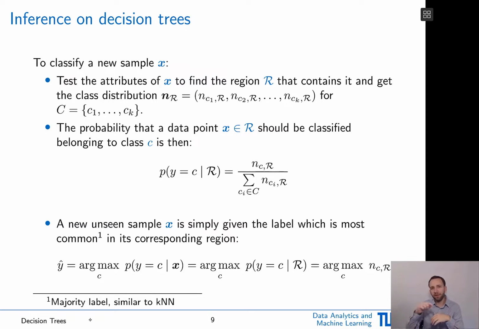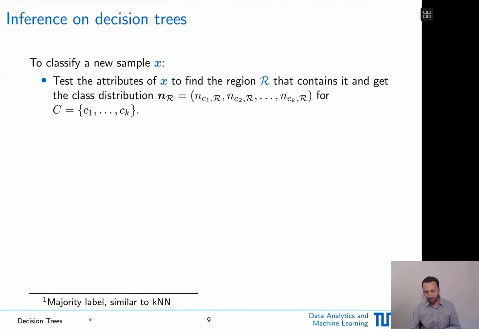We have to traverse all data points. We have to see what are the nearest neighbors, and then we make the prediction. And we have to store all these instances, right? That's extremely expensive. Here in a decision tree, this is much faster, right?